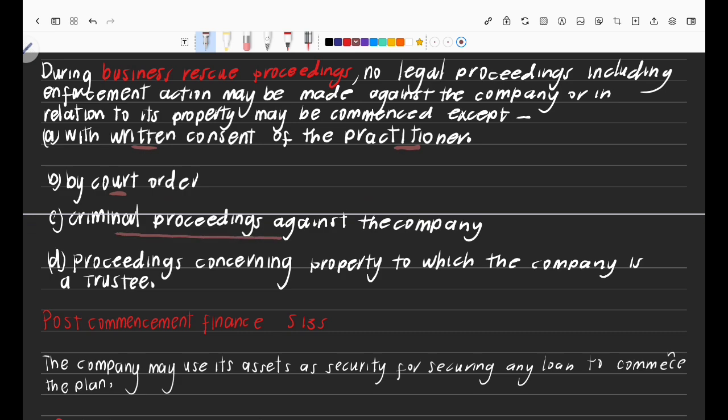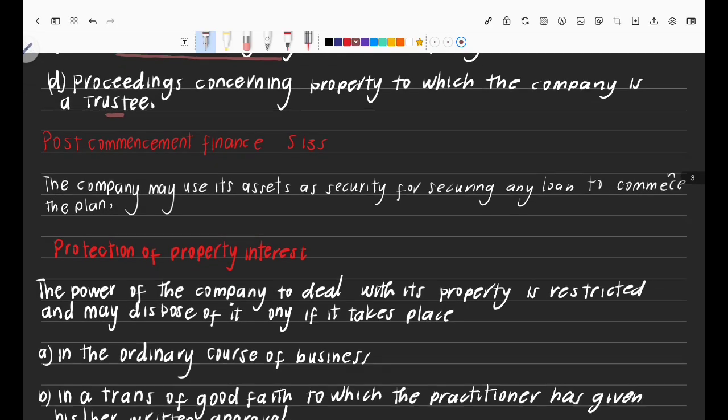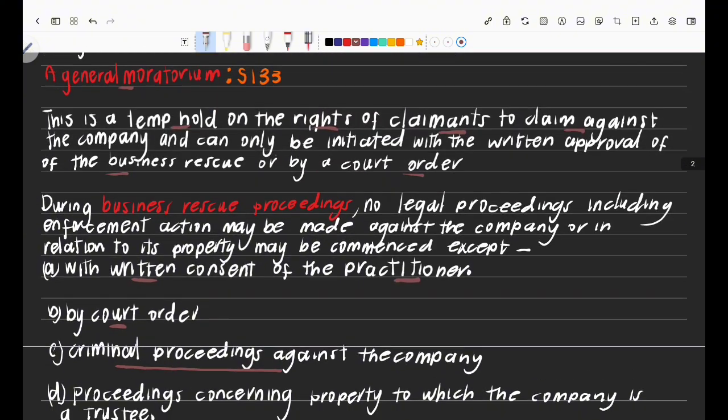All right. So criminal proceedings concerning property to which the company is a trustee. If you look at the statement, that property does not belong to the company. It belongs to whoever the company is a trustee to. So if this company is a trust company, and there is property that someone wants to initiate legal proceedings against, they can gladly do so because it is not the property of the company. So we talked about Section 133.